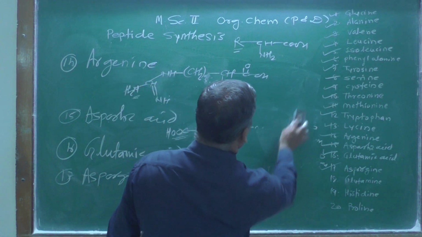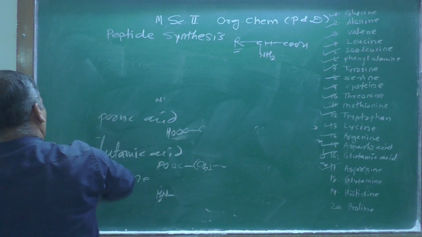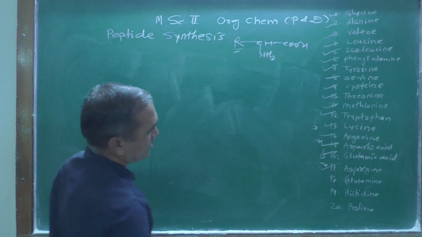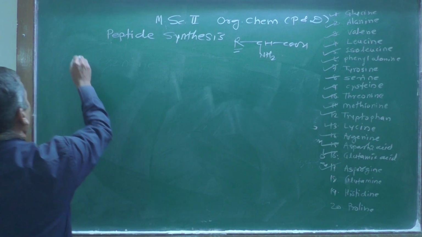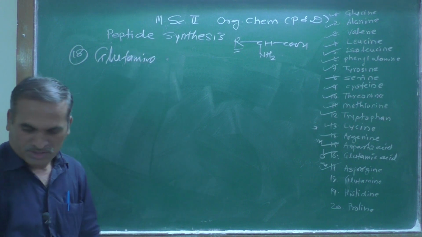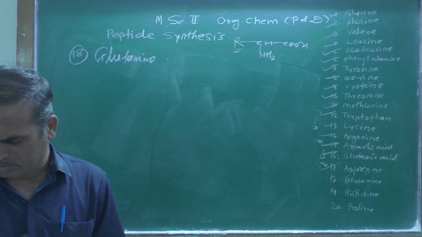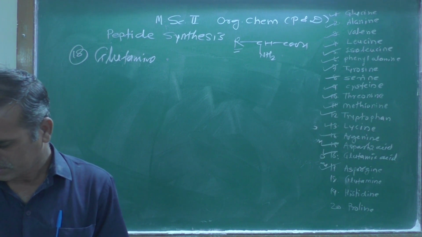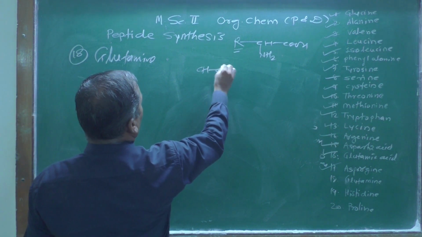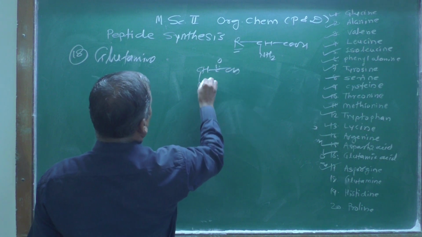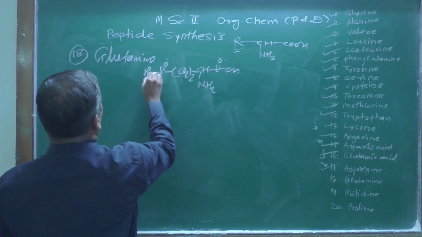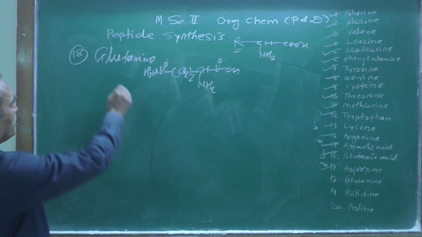Let us see the next one. The next structure will be glutamine, number 18. What will be the structure of glutamine? The structure of glutamine will be this one, CH, C double bond OH, then NH2, here CH2 twice, then C double bond H2N. That is also neutral in nature, glutamine.